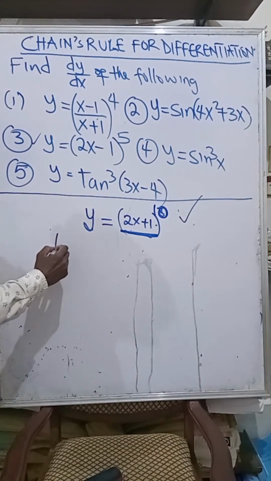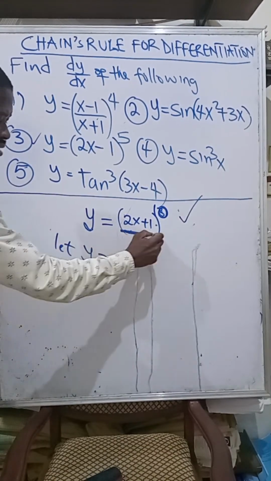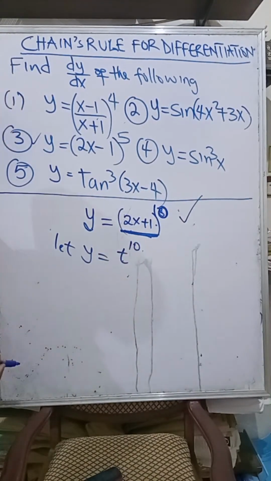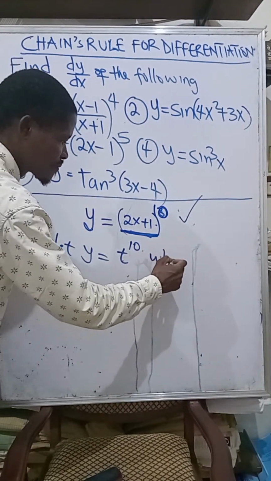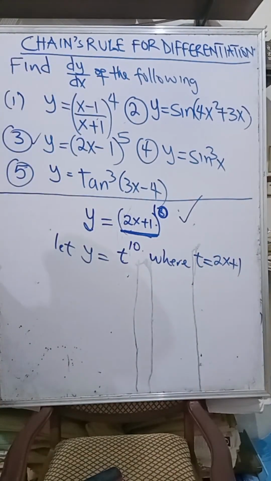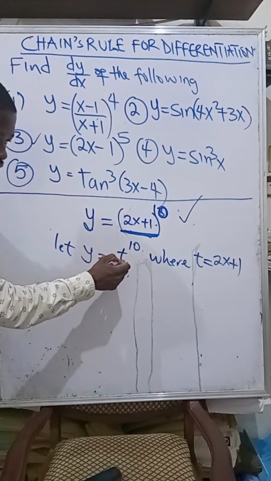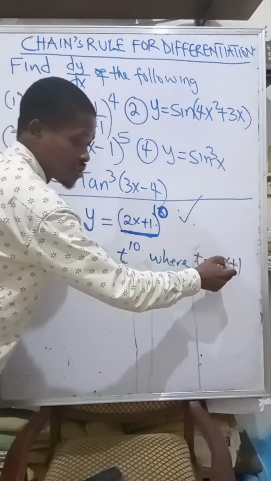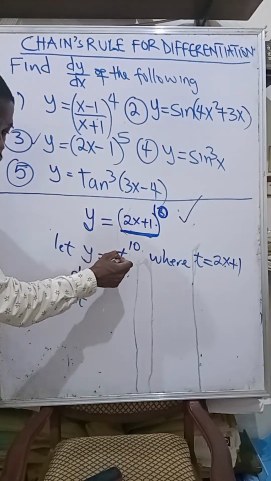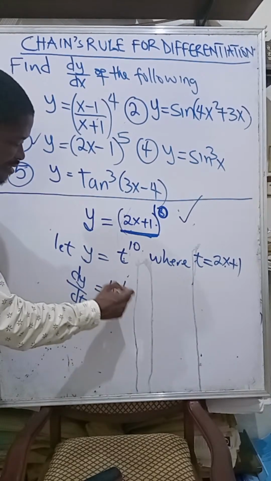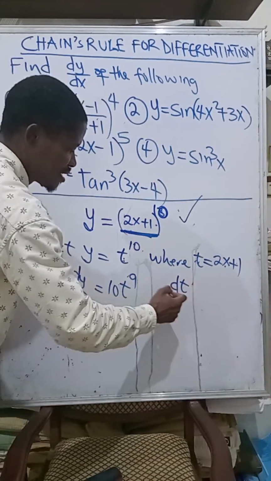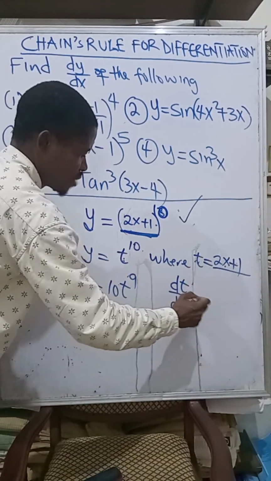I said, let y give this base a letter. You can call it t, and that'll be t to the power 10, where t is equal to 2x plus 1. So we can get y is a function of t, and t is a function of x. So we get dy/dt, differentiating y with respect to t, and that will be 10t to the power 9. T is a function of x, so get dt/dx. If you differentiate this one, you're going to have 2.